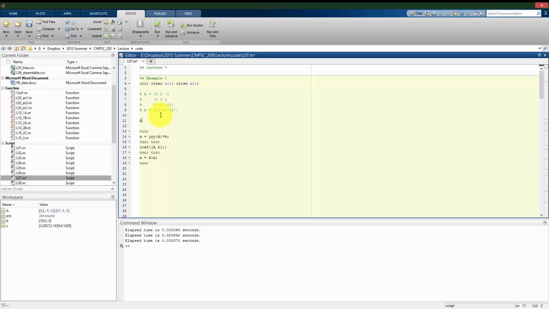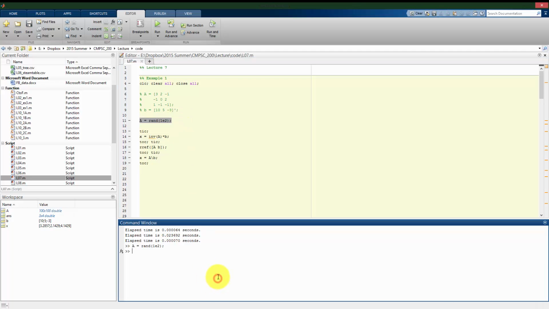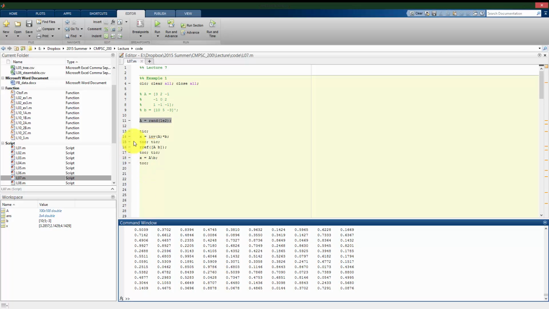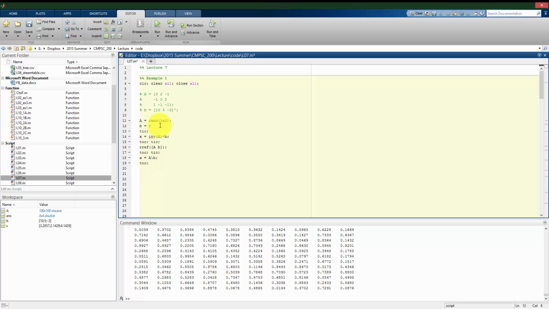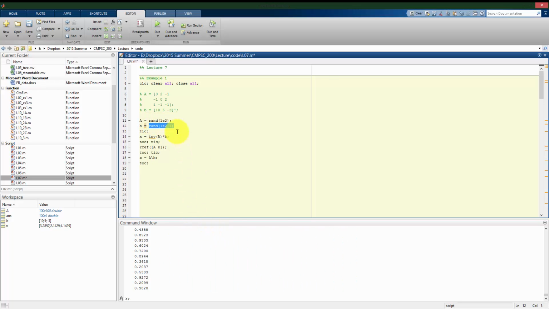So let me look at a 100 by 100 system. And I'll just use random numbers for now, just to demonstrate how the size comes into play in how long it takes. So A is 100 random elements by 100 random elements, and B is going to be 100 elements, also random, and it's going to be a column vector. So we're comparing the 3 by 3 that we just looked at, that took basically 0 time, to a 100 by 100 system, 100 unknowns and 100 equations.